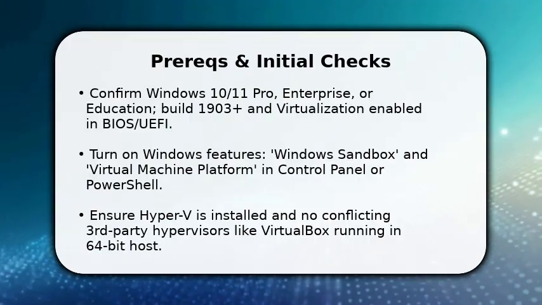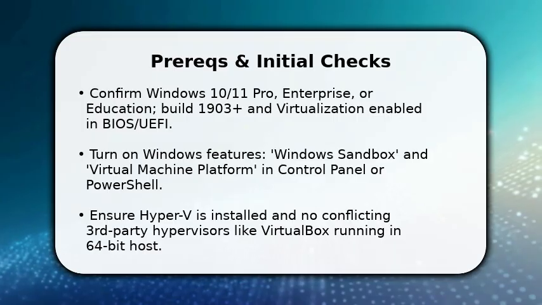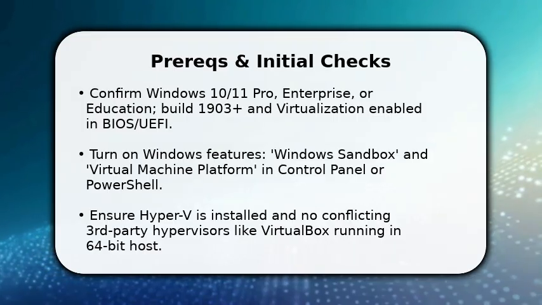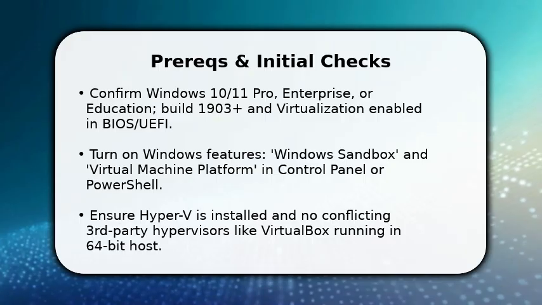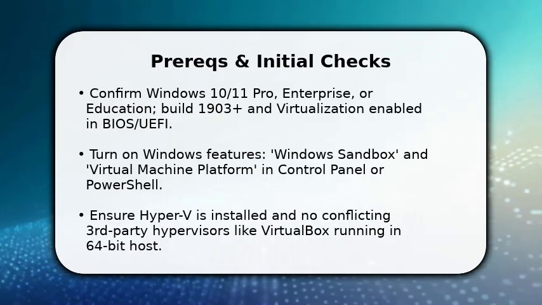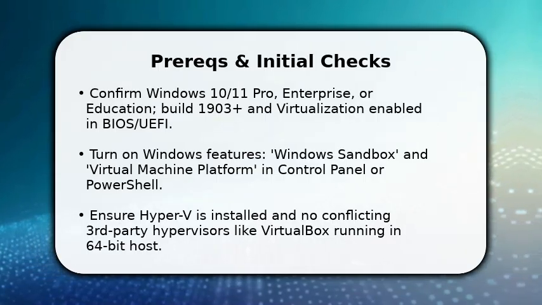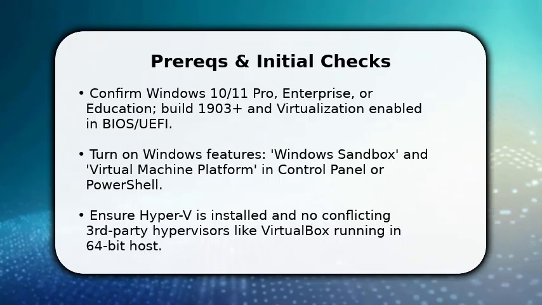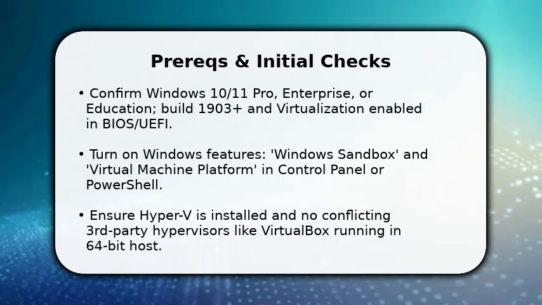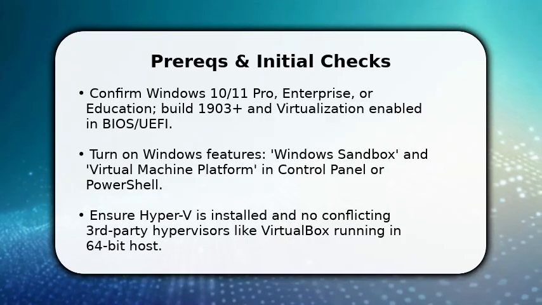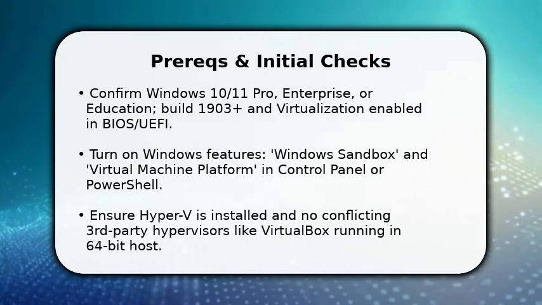You begin by verifying prerequisites and taking the first actions. Check your Windows Edition and build, then reboot into BIOS to enable CPU virtualization. Once done, open Windows Features and enable both Windows Sandbox and Virtual Machine Platform. That registers components the sandbox needs.